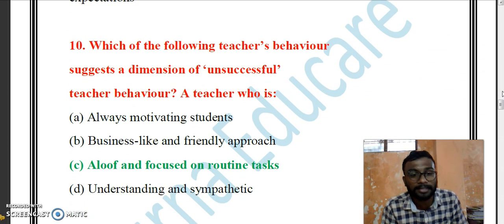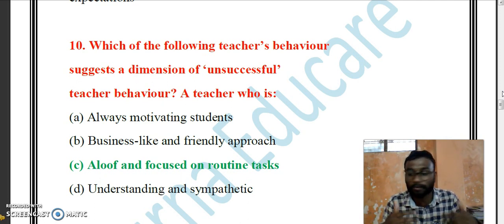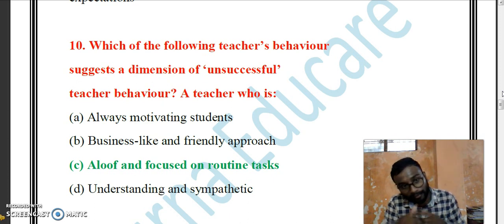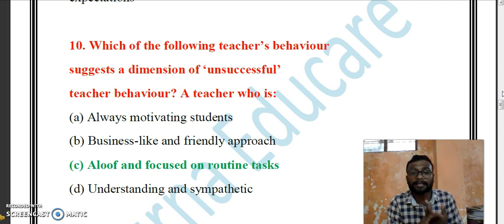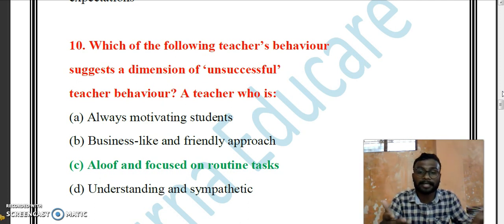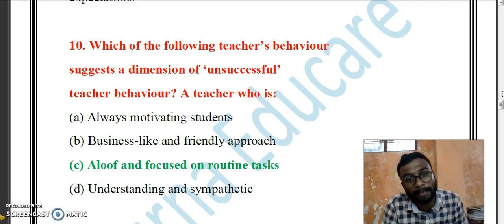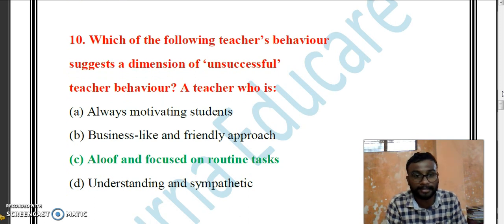Which of the following behaviors suggests a dimension of unsuccessful teacher behavior? Always motivating students? No. If the teacher motivates continuously, he will be in a success zone. Business-like and friendly approach? Yes, it is a successful teacher policy. Aloof and focused on routine tasks. Aloof is nothing but maintaining a distance and ignoring the students' interest. This will lead to an unsuccessful career for the teacher. Understanding and sympathetic is a successful dimension, whereas aloof and focused on routine tasks is an unsuccessful dimension of the teacher. So option C is the correct answer.